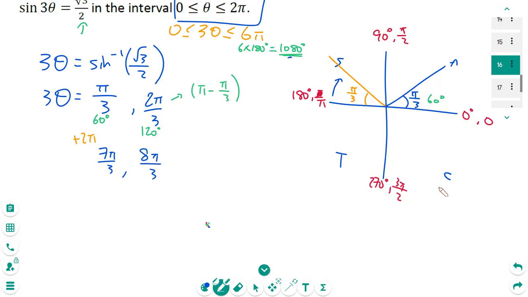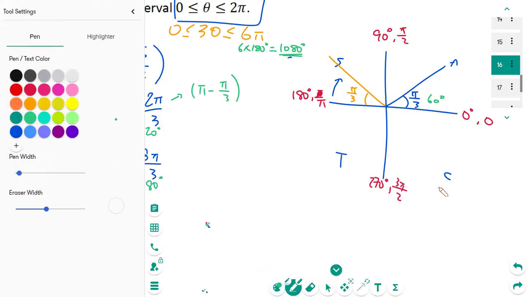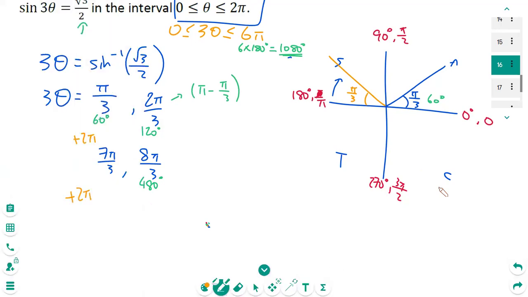Okay, 8 pi over 3, I like to put that in a calculator. So 8 times 180 divided by 3, or just 8 times 60, which is 480 degrees. So I know this is quite far off from 1080. So I keep adding 2 pi. Now you see how I use degrees here and there, but in my working out, I keep using radians. It's just a little jotting, so it tells my brain where 8 pi over 3 is in terms of degrees. So keep adding 2 pi: 7 pi over 3 plus 2 pi is 13 pi over 3. 8 pi over 3 plus 2 pi is 14 pi over 3. 14 pi over 3, 14 times 180 divided by 3 is 840.